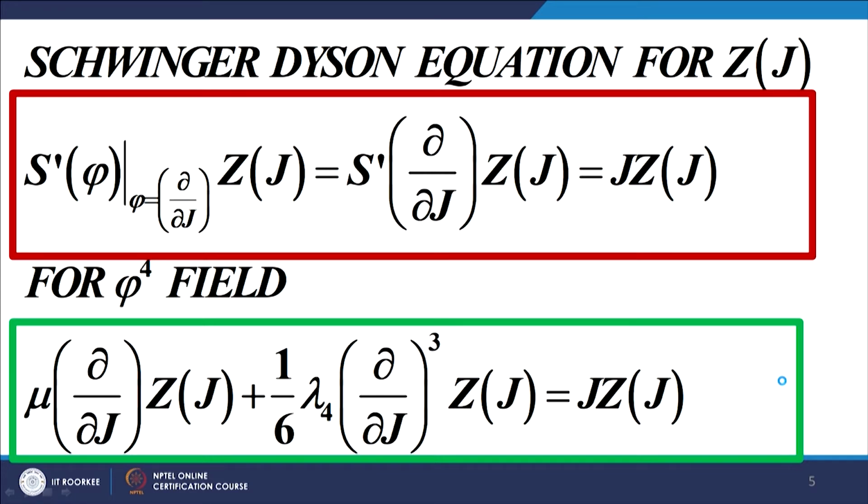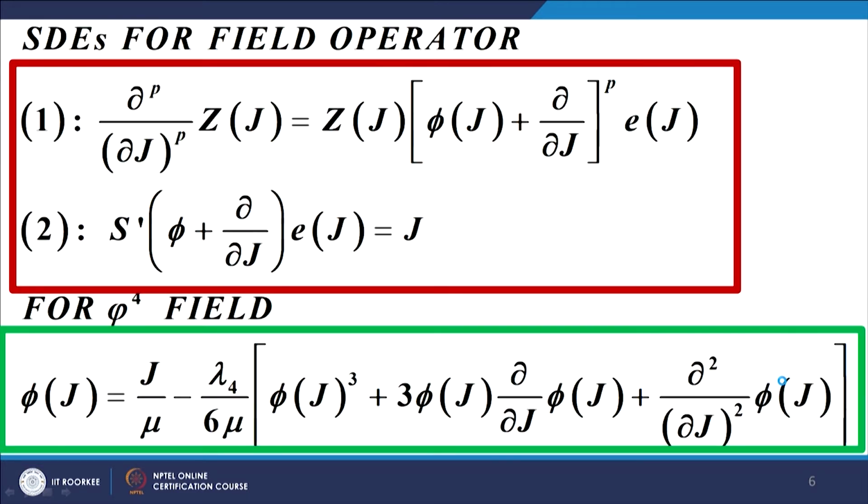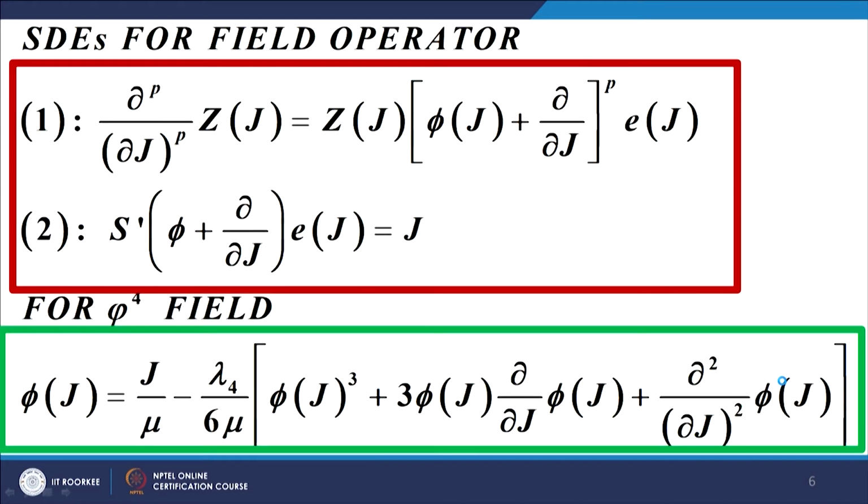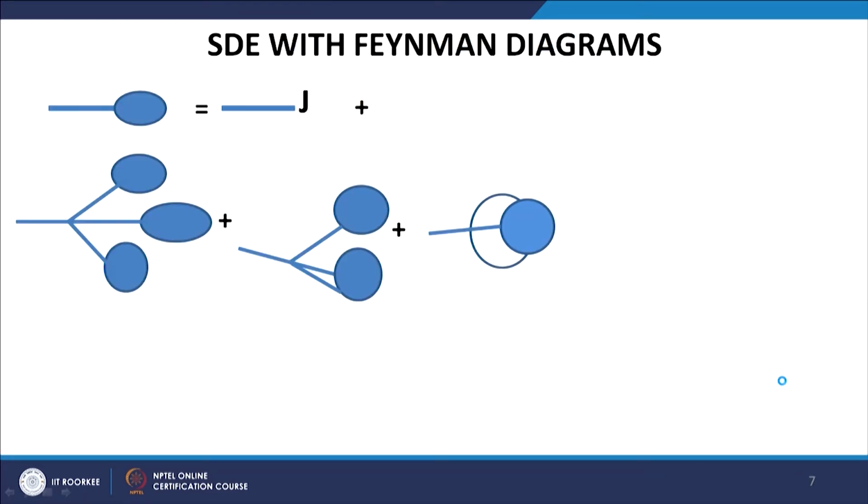The Schwinger-Dyson equation for Z[J] was obtained in the form given in the red box, and for the phi 4 field it takes the explicit form given in the green box at the bottom of your slide. The Schwinger-Dyson equation for the field operators can be in either of the forms 1 and 2, and for the phi 4 field we have this expression, again given in the green box right at the bottom of your slide. The Feynman diagrams which led us to the Schwinger-Dyson equation for the phi 4 field in the case of the 0 dimensional theory are reproduced here for the sake of continuity.